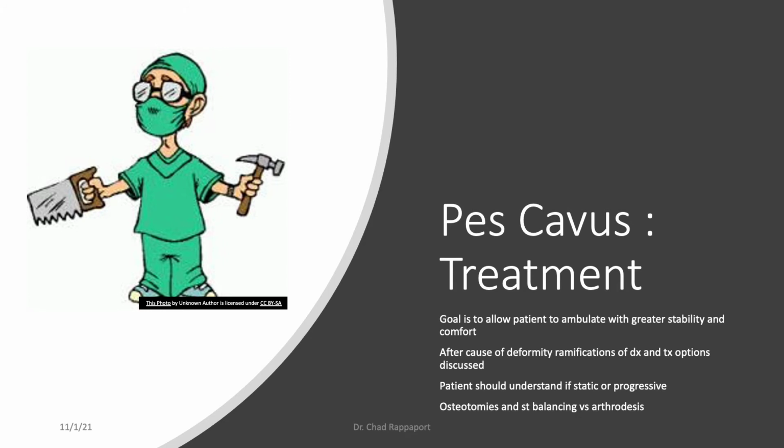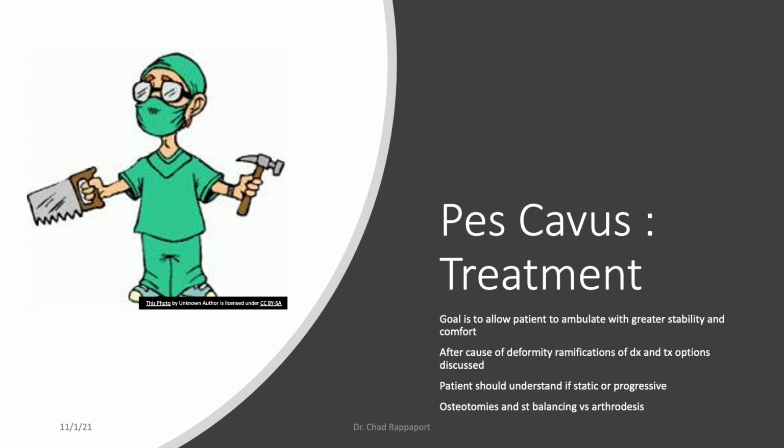Treatment. The goal of treatment is to allow the patient to ambulate with greater stability and comfort. And after the cause of the deformity is known, the diagnosis and treatment options should be discussed. And there should be an understanding as to whether the deformity is static or likely progressive. A patient may be able to live with the discomfort and deformity that they have today, but if they know it's likely to be 20 to 40% worse in the coming 5 to 10 years, that certainly might change their mind as to what they want to do.